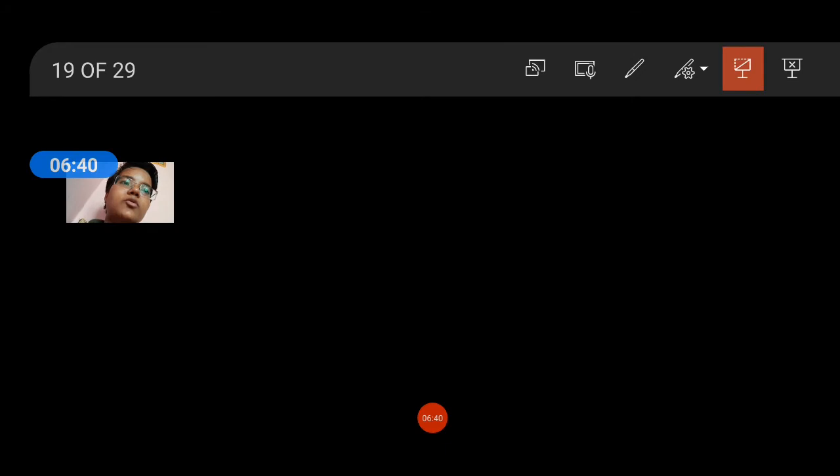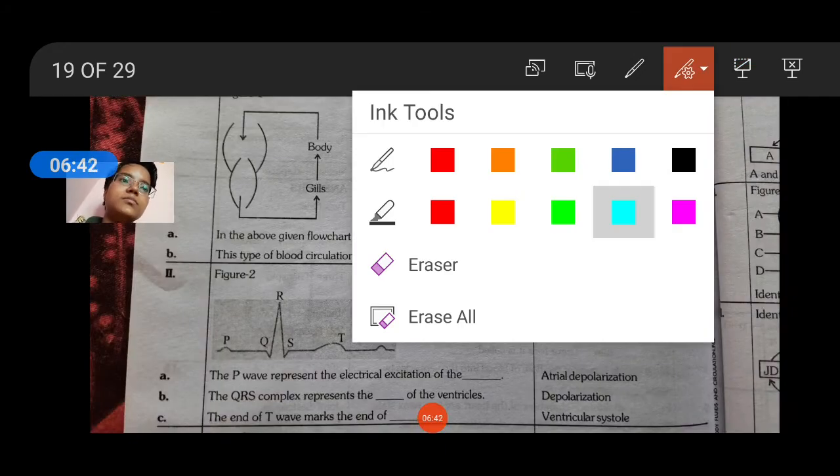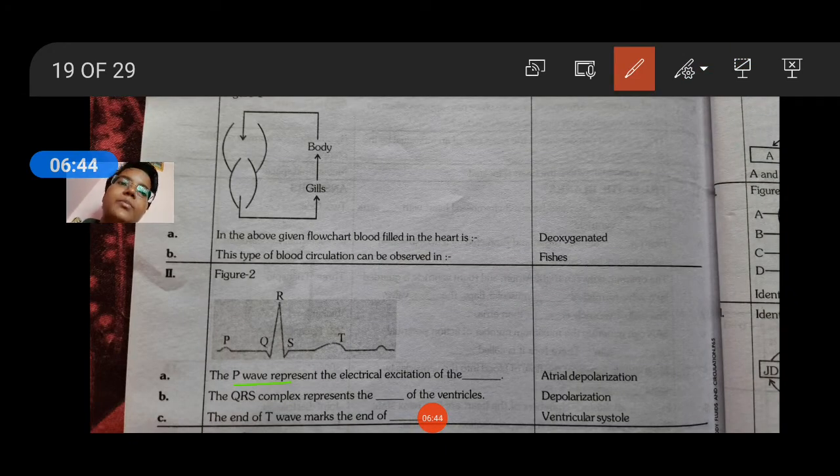Now our main question has come. The P wave represents electrical excitation of atrial depolarization. The QRS complex represents depolarization of the ventricles. The end of T marks the end of ventricular systole. And this represents a pulse.